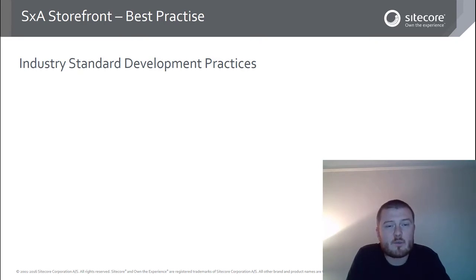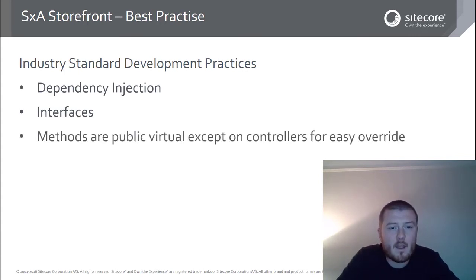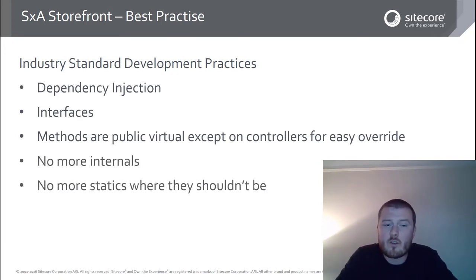But not only does this follow Helix best practices, it also follows industry standard development practices. Dependency injection is used throughout the site and the codebase to implement a loosely coupled system, meaning you can pull out and change functionality as you wish if you need to. Interfaces are used throughout the system to allow you to mock any features that you need during any unit testing. Methods are also marked as virtual where appropriate, allowing you again to easily override out-of-the-box functionality. And we've done our best to remove any internals and statics from the system, again making it far easier to release a decoupled, testable solution.